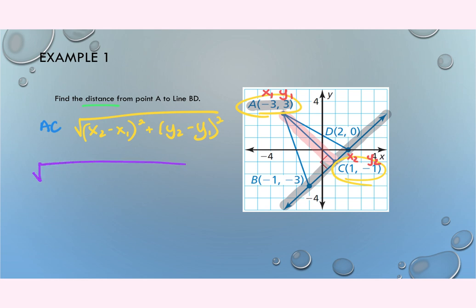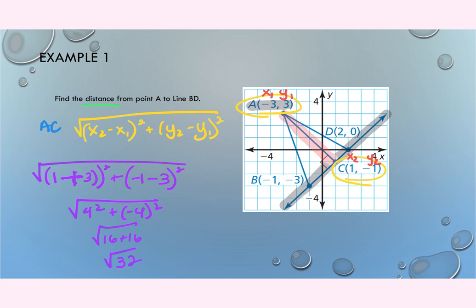So square root of x2, which is 1, minus a negative 3, because that's x1, squared, plus y2, which is negative 1, minus y1, which is 3, squared. And this minus a negative becomes plus. I end up with the square root of 4 squared plus negative 4 squared, the square root of 16 plus 16, which is the square root of 32.